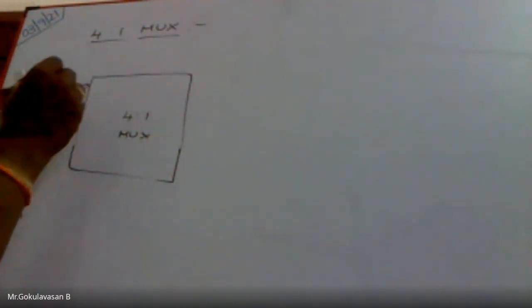Can anyone tell how many input lines will be there here? 4 inputs and 1 output. Okay, very good. I am taking 4 input lines like this. Let us take D0, D1, either small letter or capital letter, anyhow we can take. And I am going to collect only one output, take the output as capital Y.